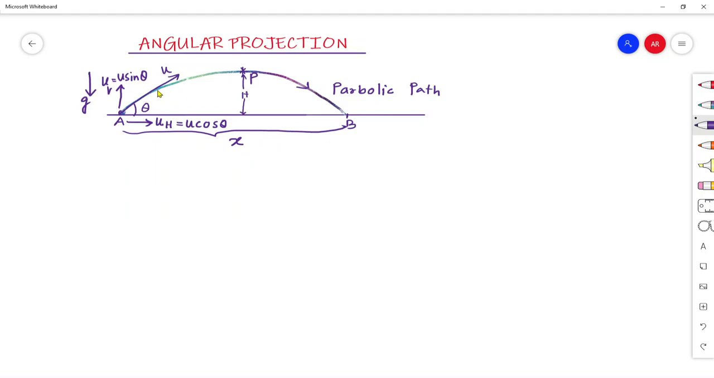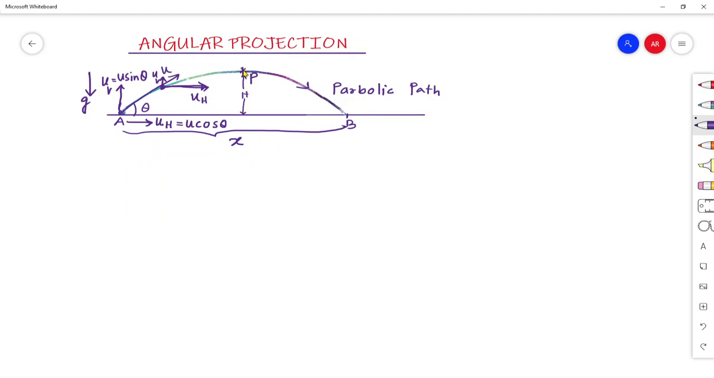So right here, if the object is somewhere there, it has the horizontal velocity UH and the vertical velocity UV. The moment the object was projected from point A, whatever horizontal velocity it had, it is still the same right here. But UV decreases from its initial value when it was projected. Why does UV decrease? Because while rising up, the object had to decelerate. The object had to move against the gravity, so its speed decreases.